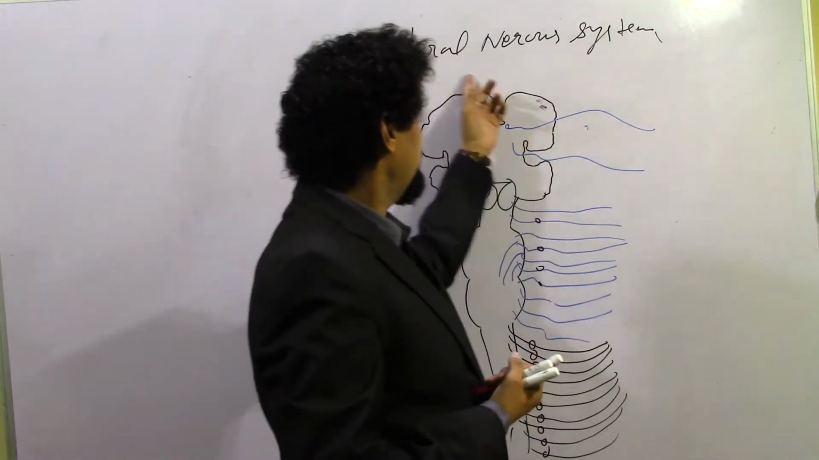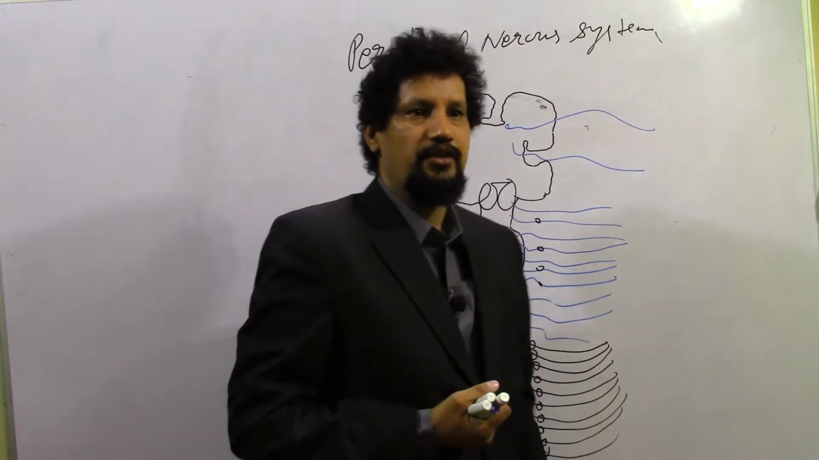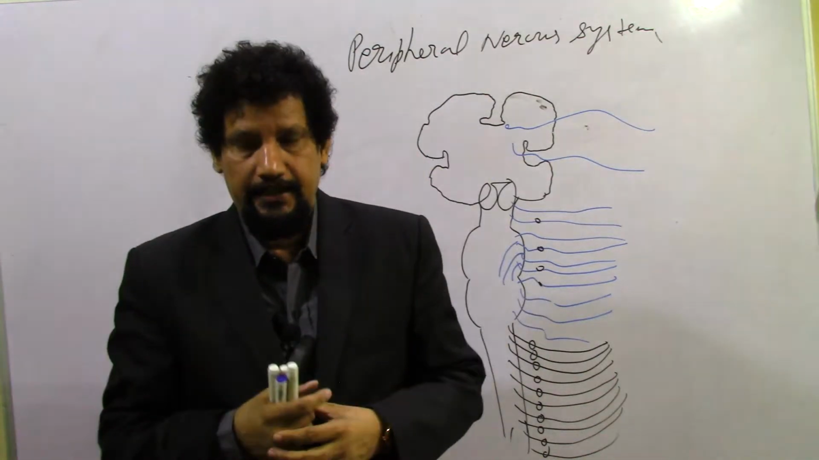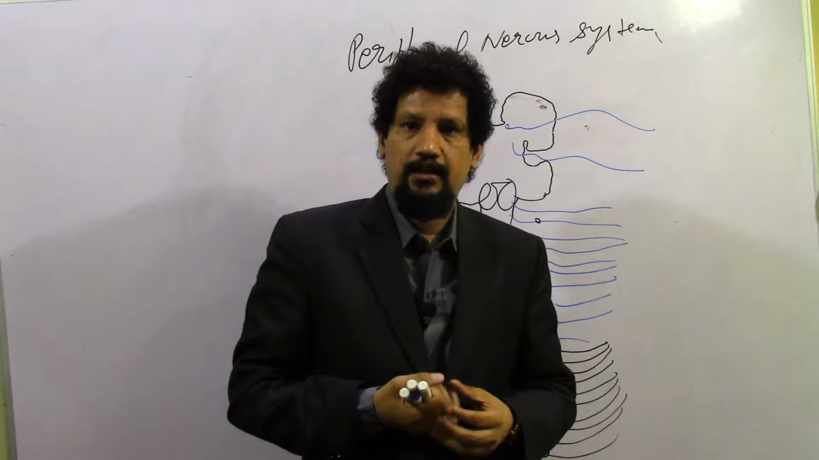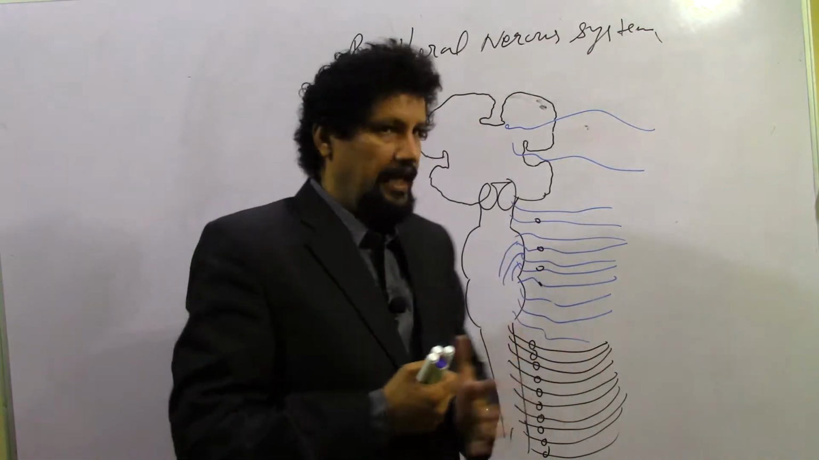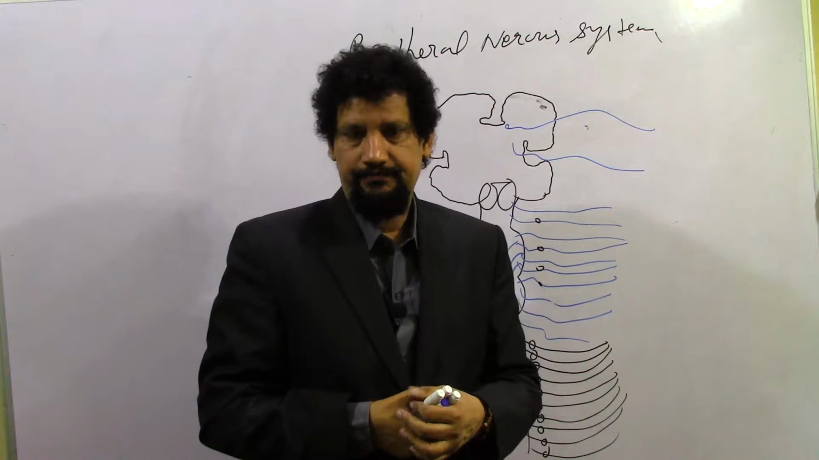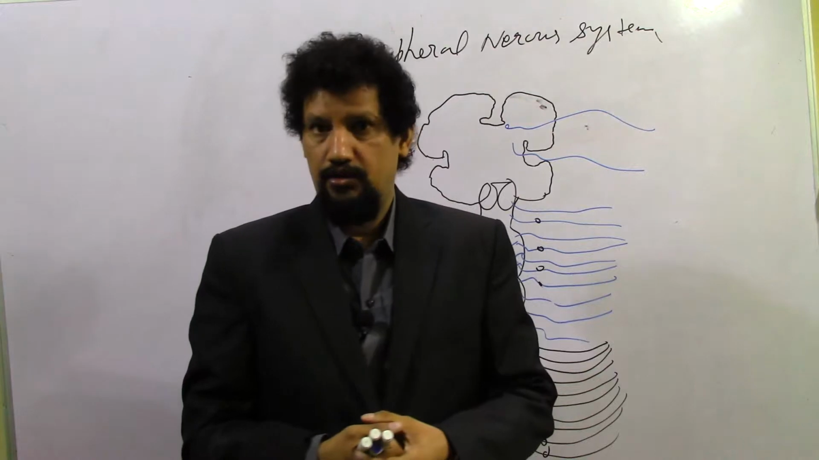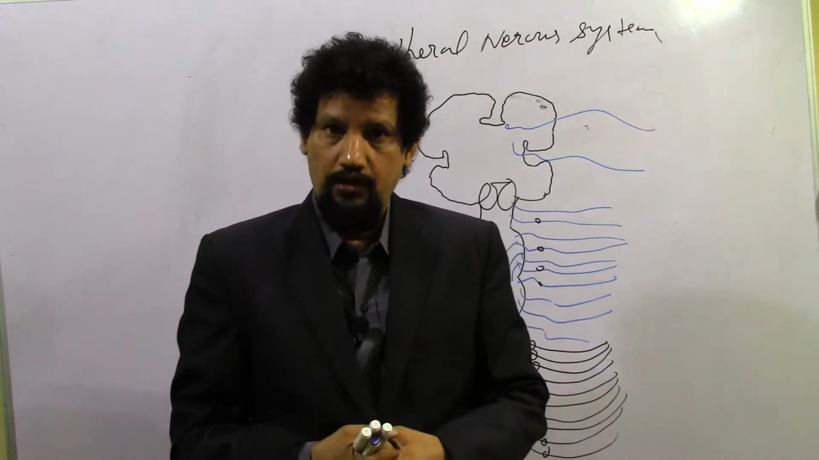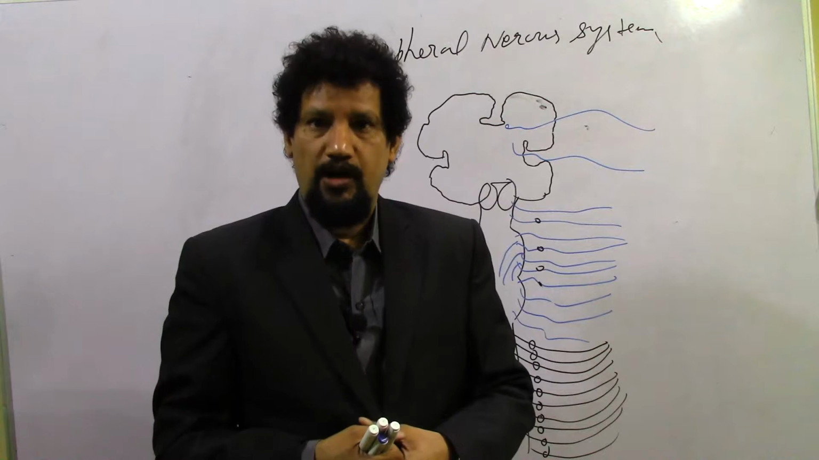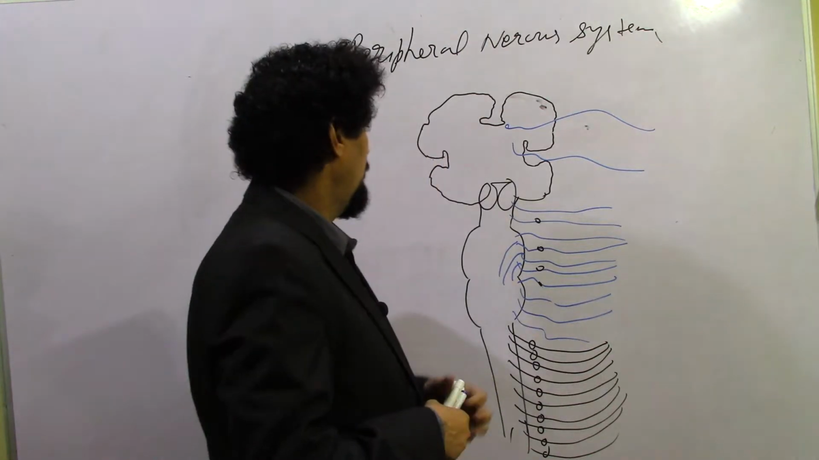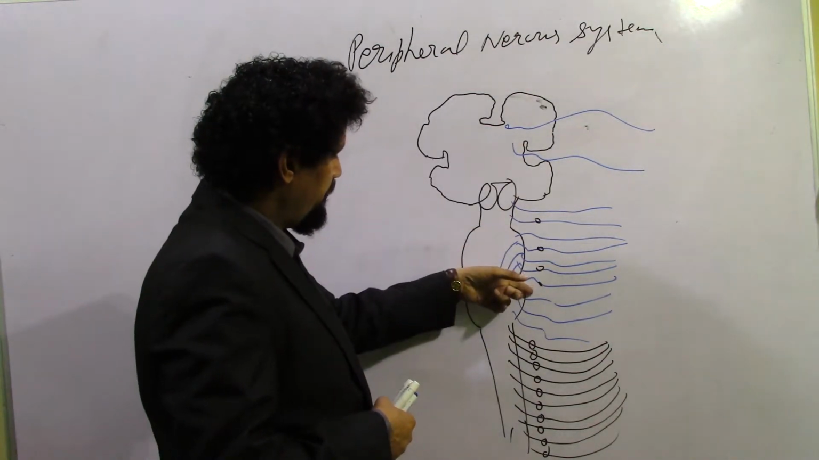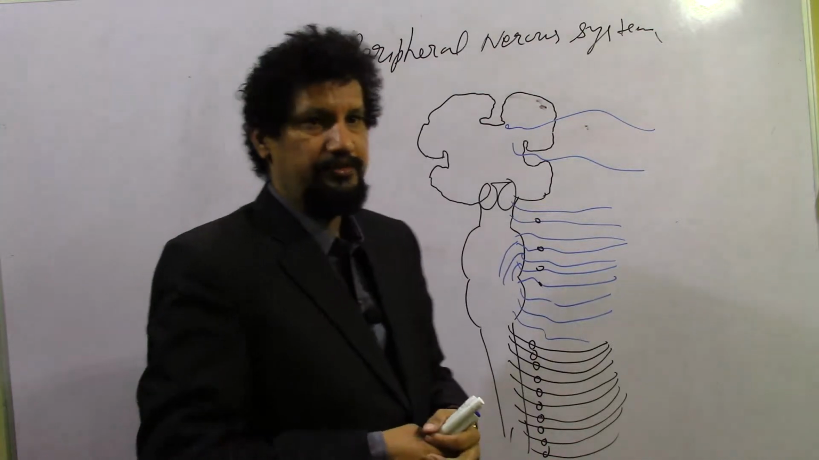So the peripheral nervous system is formed by the 43 pairs of cerebrospinal nerves: 12 pairs of cranial nerves supplying the head and neck, and also supplying the viscera of the thorax and the gut, and 31 pairs of spinal nerves innervating the upper limbs, lower limbs and the body wall from the root of the neck up to the tip of the great toe. So there are 12 pairs of cranial nerves and 31 pairs of spinal nerves.